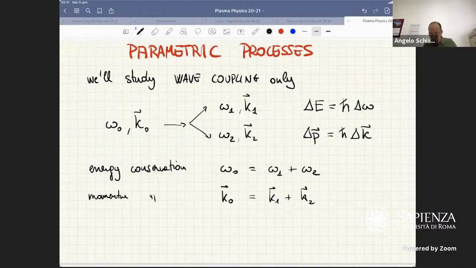And we'll divide our initial and final state. We call them incoming, reflected or transmitted wave, depending on the direction of propagation. Let's see what I mean.